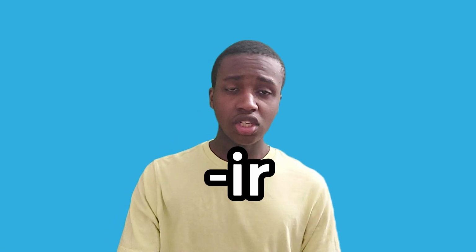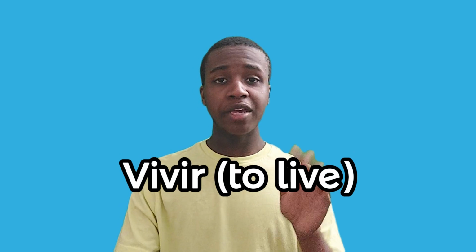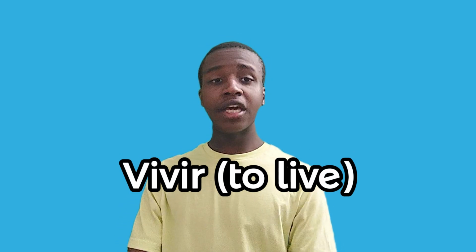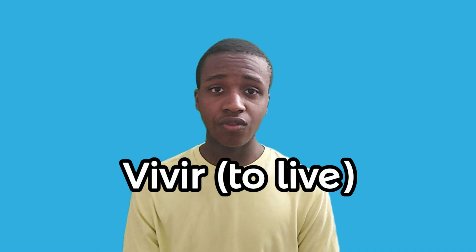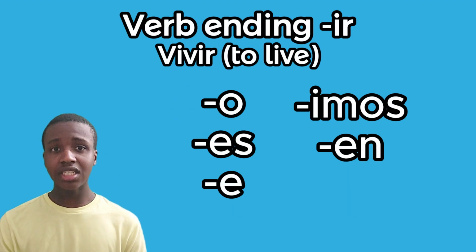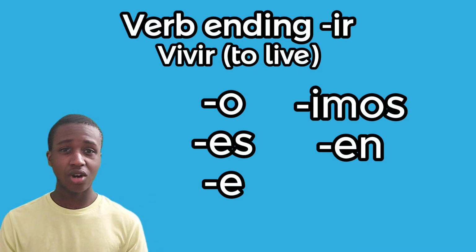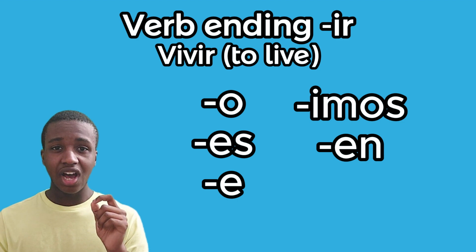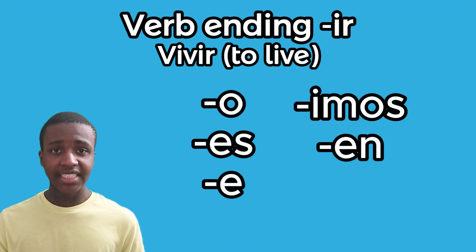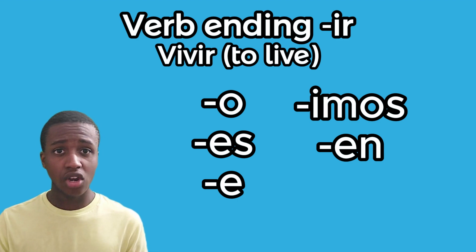Alright, so now we're going to be looking at -ir. We're going to be using the verb vivir, which means to live. Let's see the endings for the verbs ending in -ir. It's going to be o, es, e, imos, and en.